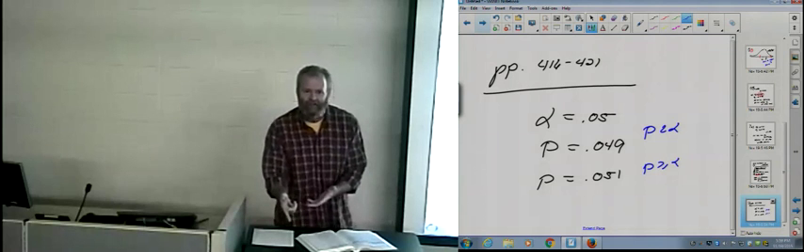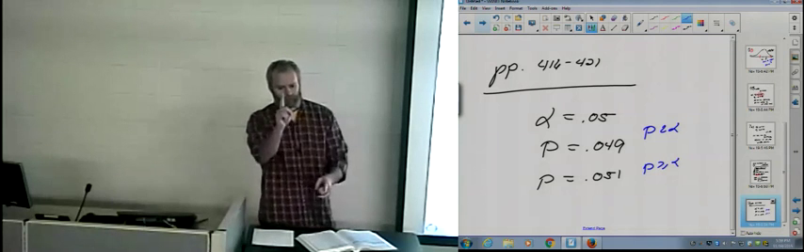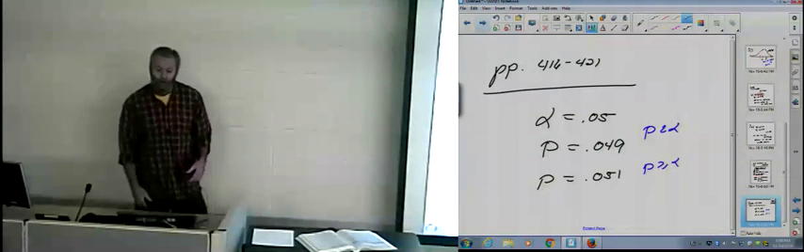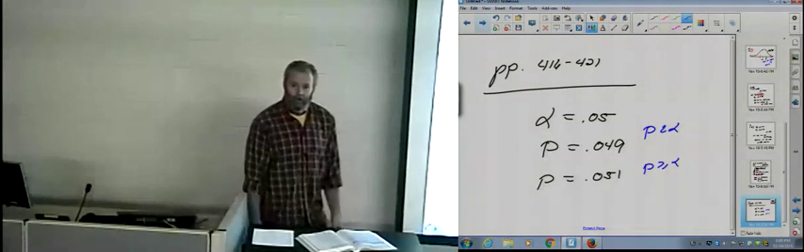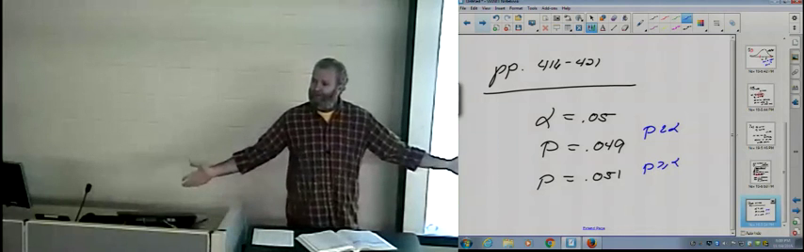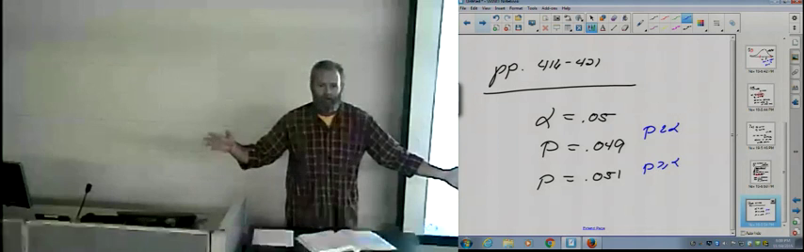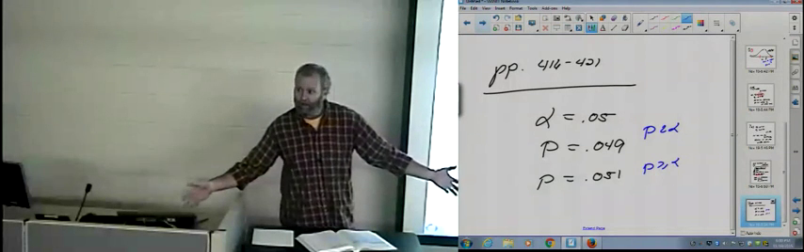Because you got to give me the answer. If you're less than it, boom, reject H naught, the data is significant. If you're bigger than that, don't reject H naught, you're not significant. In the real world, is there any difference here? In practice? No, you're going to tell your boss, I don't know, man. Things are too close to call here either way.